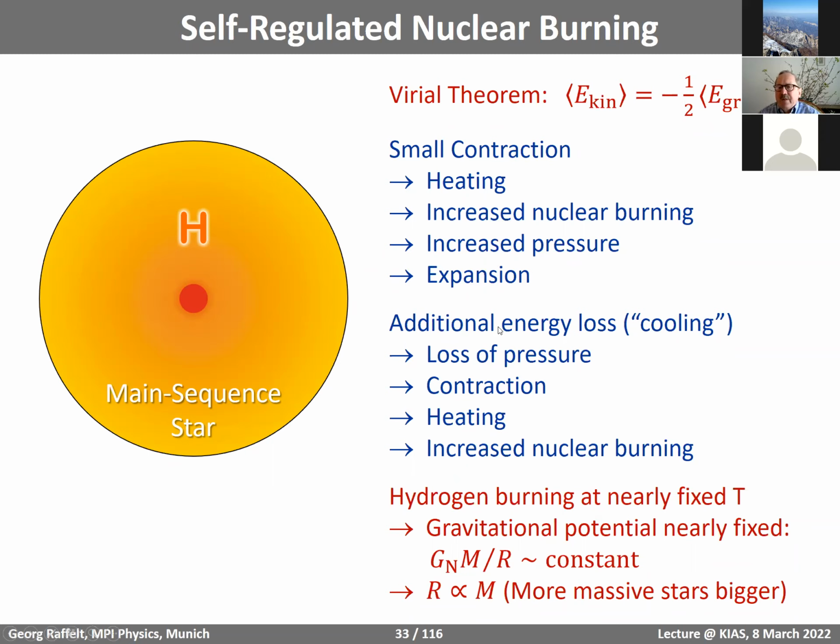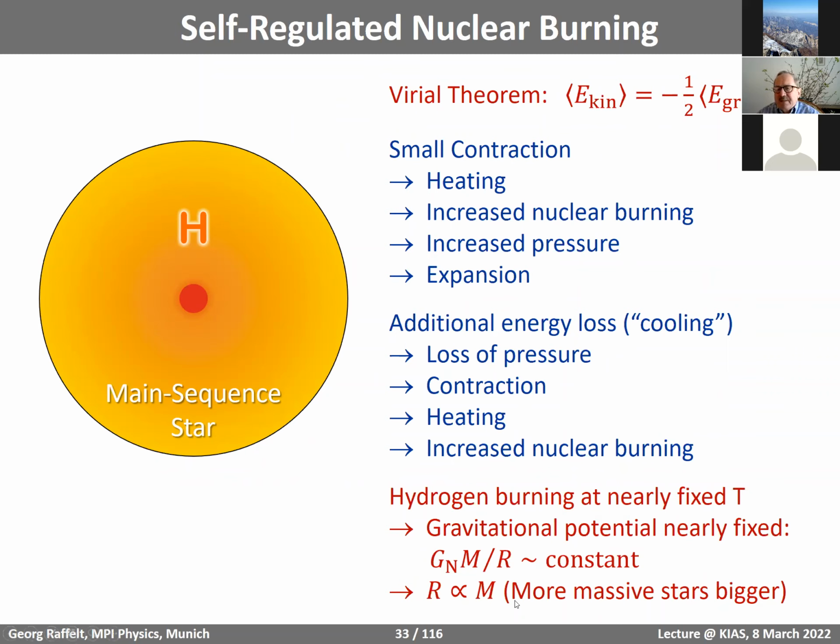On the other hand, if there were a little bit of extra cooling, by axions, for example, it would lose a little of pressure, so it would contract. The contraction would lead to heating. It would again increase the nuclear burning rate. So this is how nuclear burning is self-regulated and stable, so that the sun is a self-regulated nuclear power reactor, a nuclear fusion reactor.